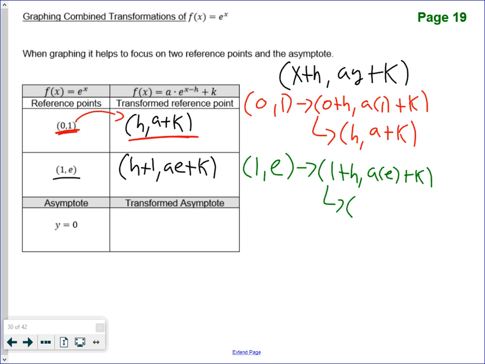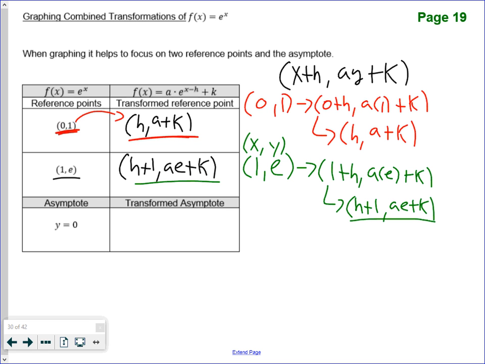So if you rewrite this, just to match our table, h plus 1 and ae plus k. And remember, this point is xy, so x is 1, y is e. So that's what we plugged in. And this h plus 1, ae plus k is the same thing we had in the table. So we get these transformed reference points from just plugging our parent reference points into our transformation rule and seeing what we get. So you don't have to have those two memorized.